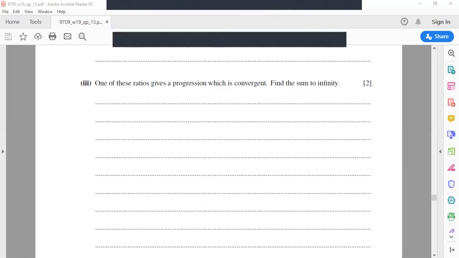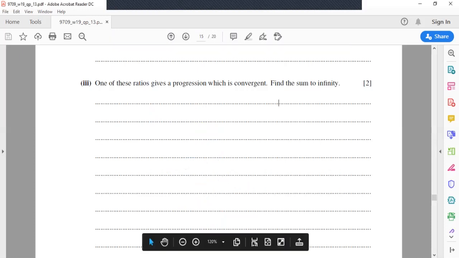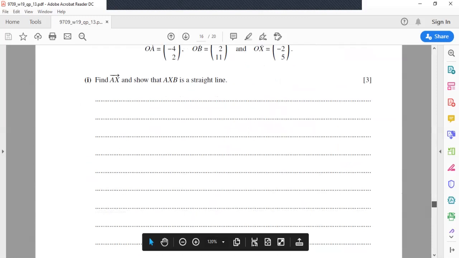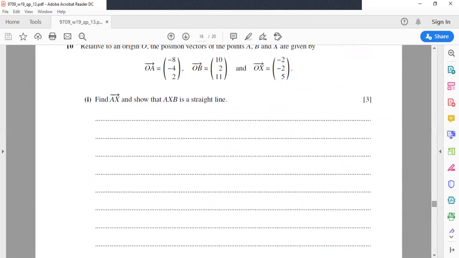This is your question number 8. Now let's go to question number 9. This question is regarding vectors relative to the origin. The position vectors OA, OB, and OX of the points A, B, and X are given. Find AX and show that AXB is a straight line. Now let's find AX first.